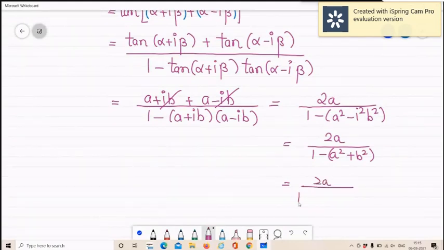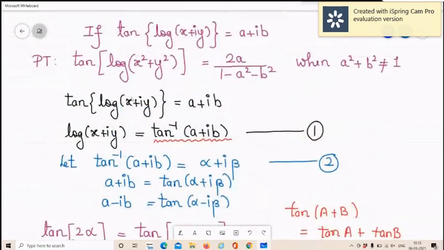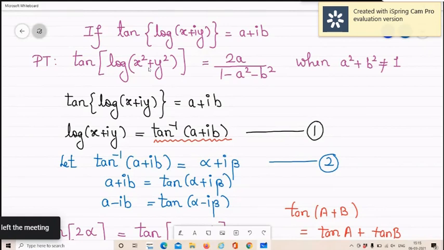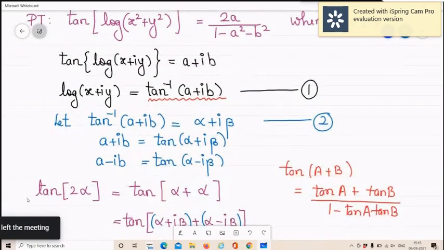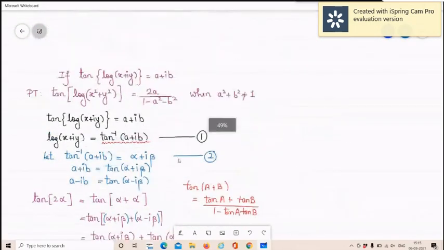First, you go till here. The sum is not completed actually. If you compare, I have got the right hand side: 2a upon 1 minus a square minus b square. But tan of log of x square plus y square we have not got yet. Is that clear? We have not reached there. So we have to do that now. But first you all go through this, and then we will see how to get that log part.